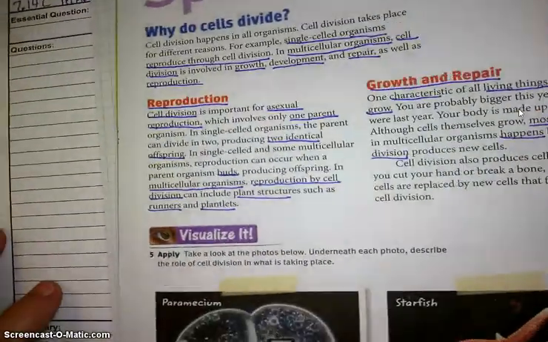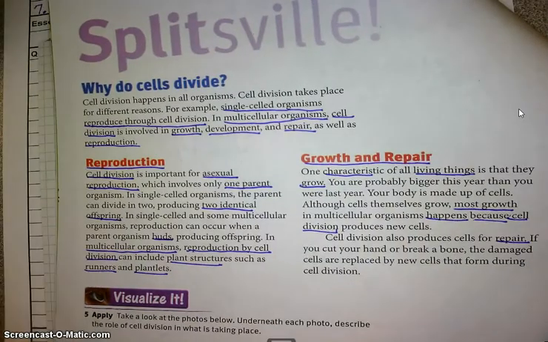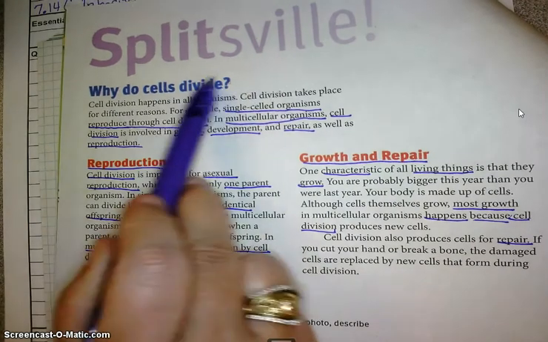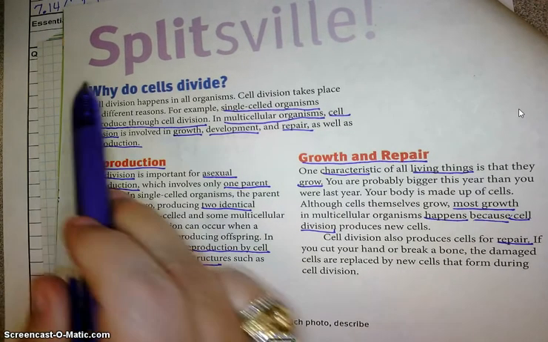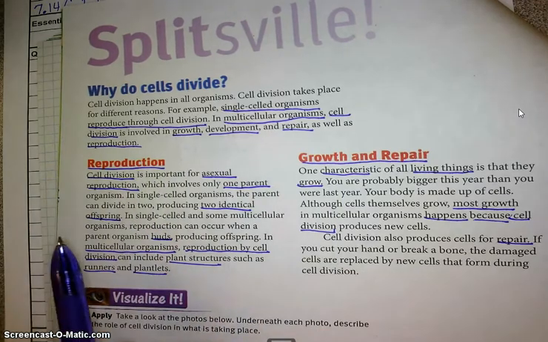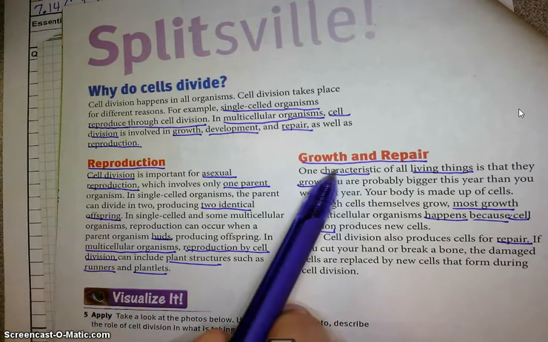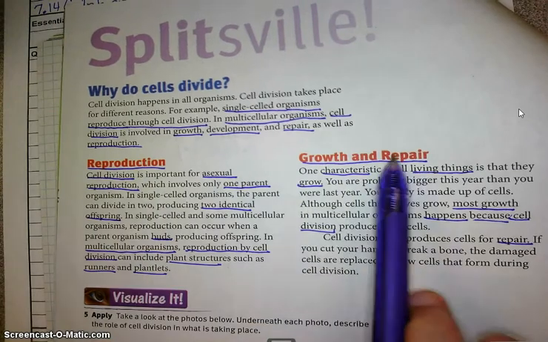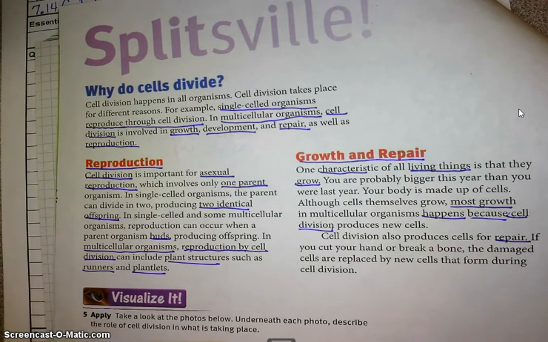On to page 184. It says Splitsville. Why do cells divide? We have a main topic here, and then we have two things that are in red. Guess what? The answer to that question is right here. Why do cells divide? Reproduction, growth, and repair. Okay? So we're going to read through this.